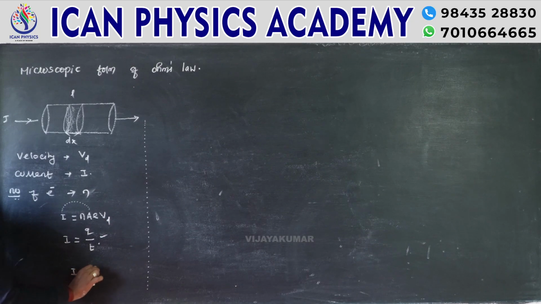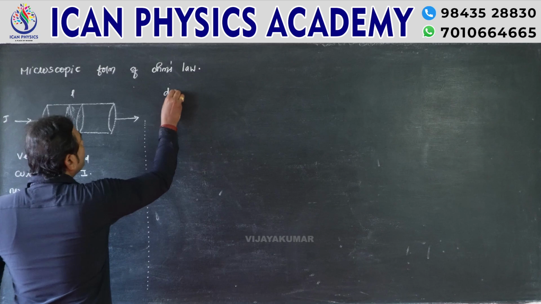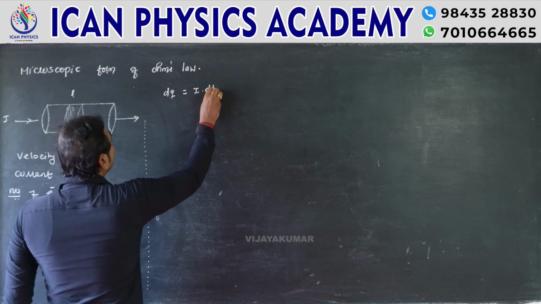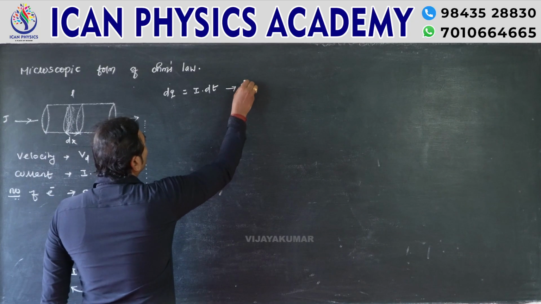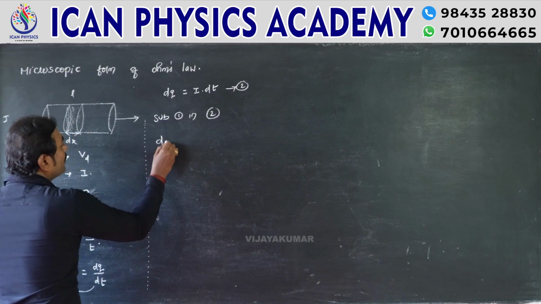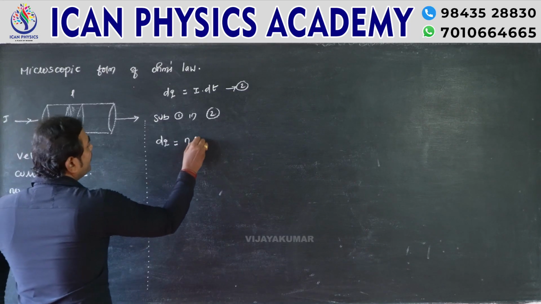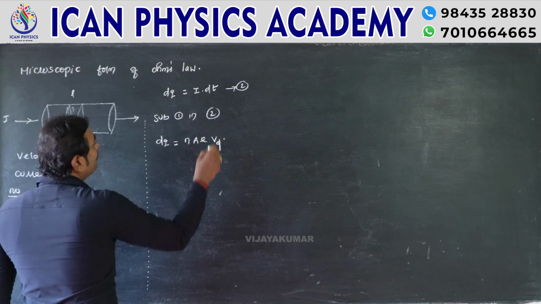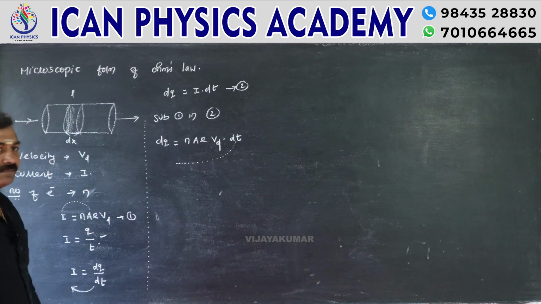So I equals dq by dt. Now the division by dt comes to this side as multiplication by dt. So dq equals I into dt. Now it can be taken as equation number 1. Now it can be taken as equation number 2. Now substitute 1 in 2. So dq equals I, and what is the value of I? NAE into drift velocity. So NAE into drift velocity into dt. Once again, the division by dt comes to this side as multiplication by dt.